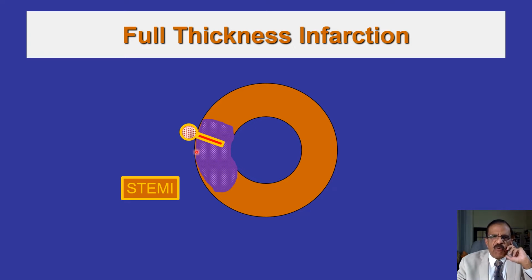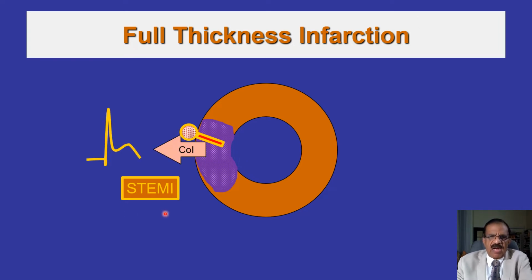So this is full thickness myocardial infarction. This would result in ST segment elevation myocardial infarction, and because there is what is called current of injury, this myocardium is permanently depolarized and it is producing current of injury. This current of injury is showing as ST segment elevation.